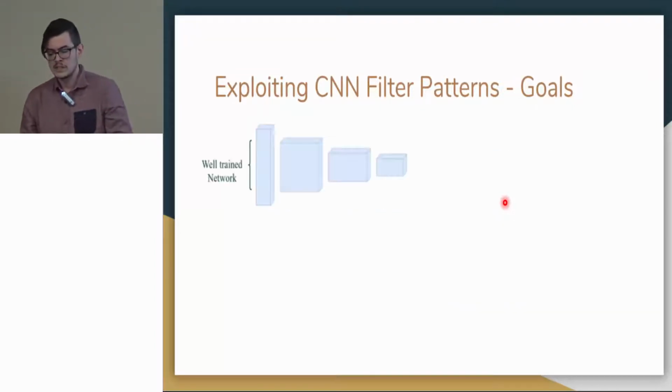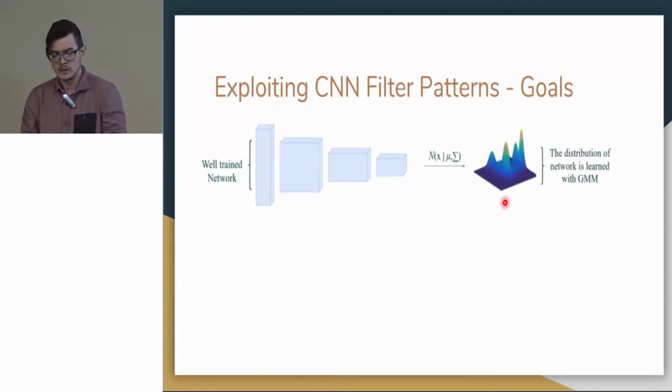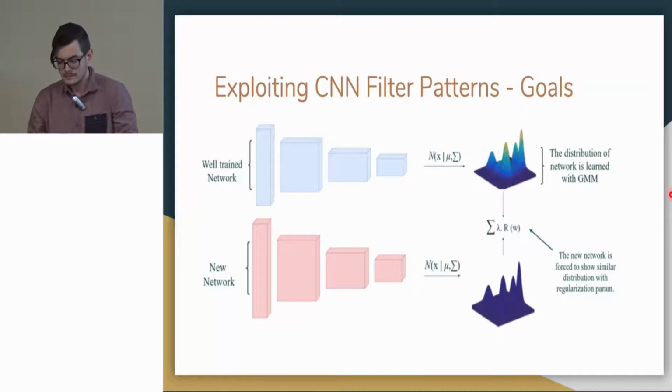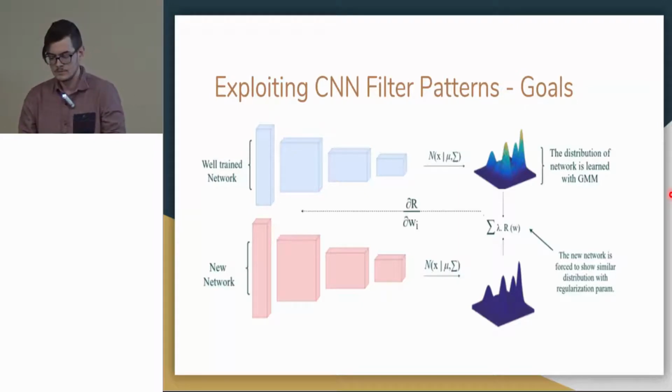So this method attempts to take advantage of these statistical patterns in known well-trained networks by capturing those statistical relationships using Gaussian mixture models, which we explained earlier. So given a new network, we can transfer these filter relationships through a regularization term R, and R encourages the new network to learn similar weight distributions as the well-trained network. And then we can back propagate the loss through the added regularization derivative with respect to our weights.